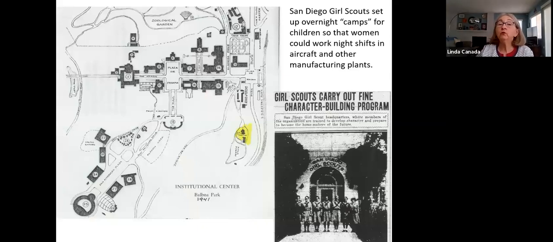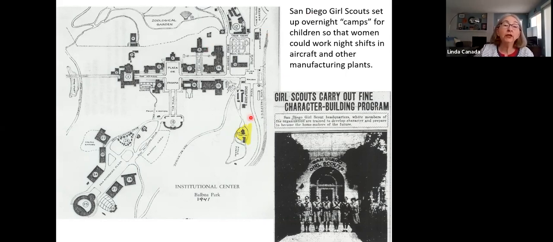Now, with women going to work in the plants and going to work during times either when their husbands may have been in the military and assigned to other places around the country, or in some cases, husbands and wives were working different shifts, it became very difficult to know what to do with your children, especially if you had come out to San Diego from someplace else in order to bring your family to get a good paying job. And so you didn't have any relatives, you were relying on friends to maybe help you take care of your children. And so one of our local organizations helped out.